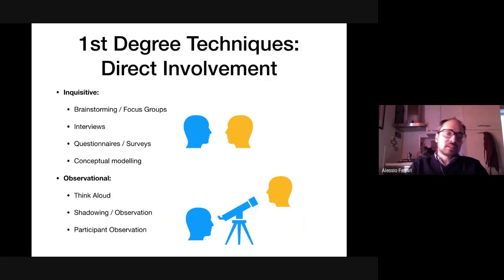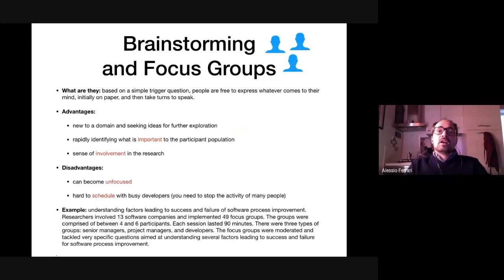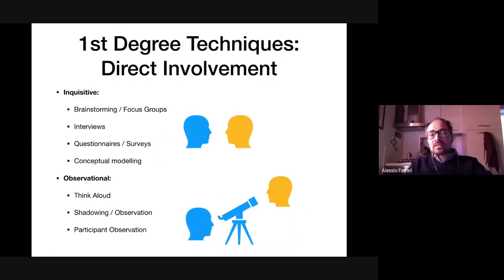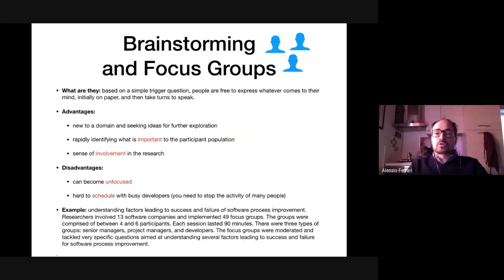Okay, observational techniques are these three: think aloud, shadowing, and participant observation. Okay, let's start with the first ones, with brainstorming and focus group. These are first degree, inquisitive techniques.